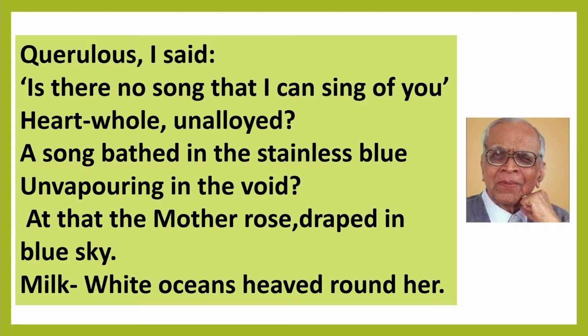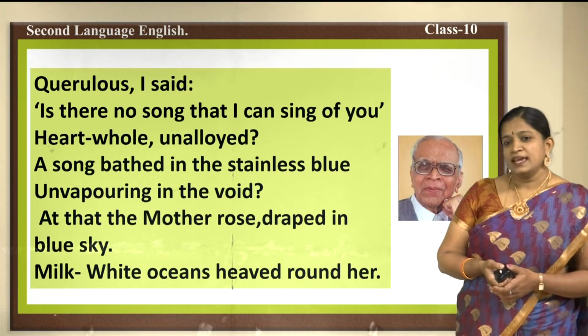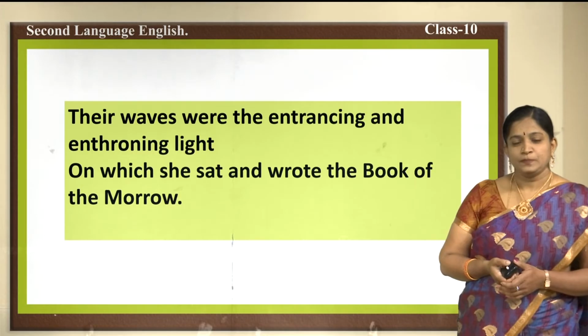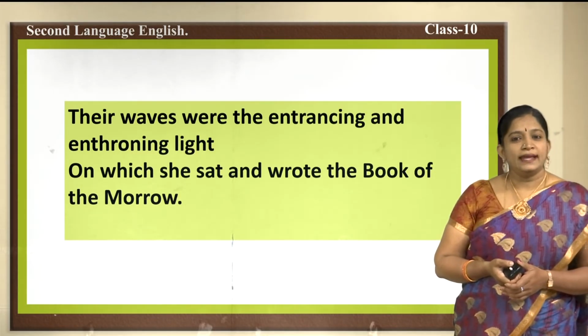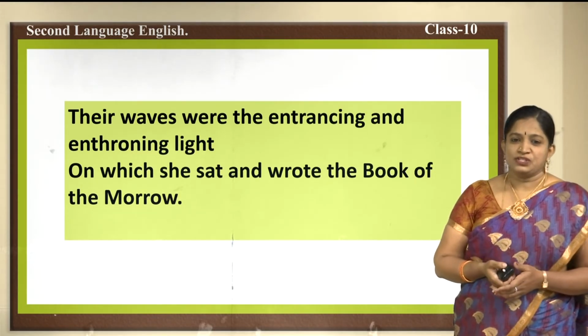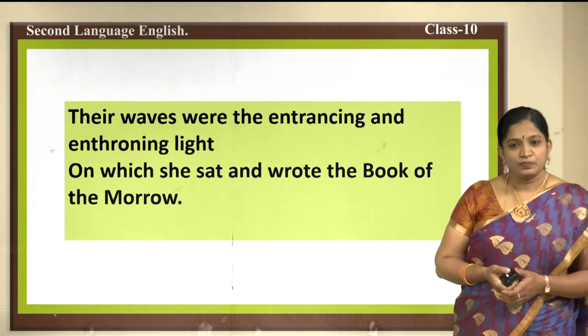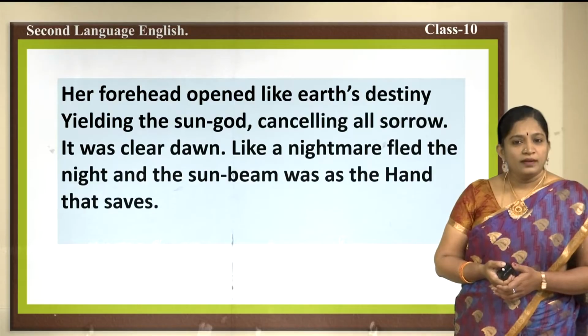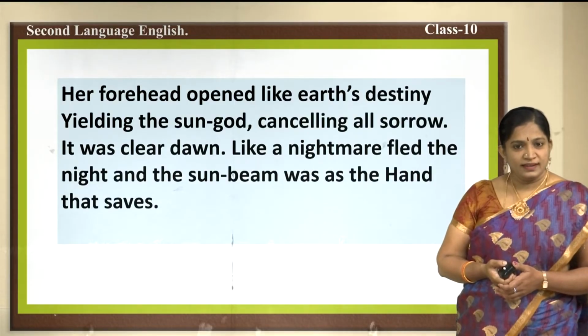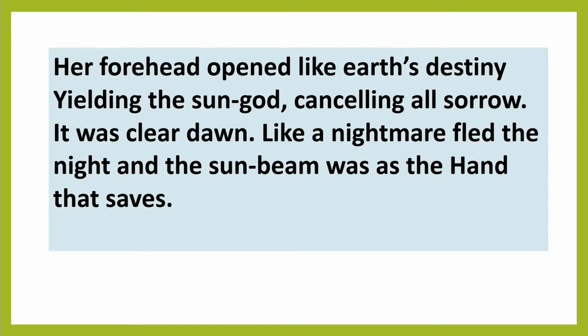At that the mother rose, draped in blue sky, milk-white oceans heaved round her. Their waves were the entrancing and enthroning light on which she sat and wrote book of morrow. Her forehead opened like earth's destiny, yielding the sun god. Cancelling all sorrow, it was clear dawn. Like a nightmare fled the night, and the sunbeam was as the hand that saves.